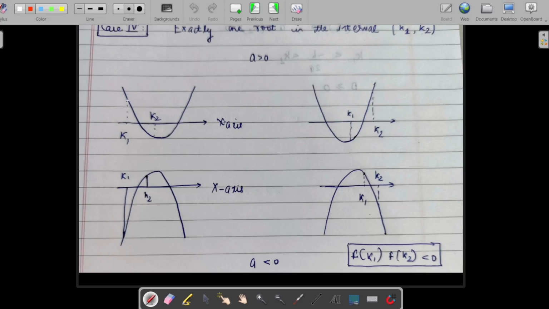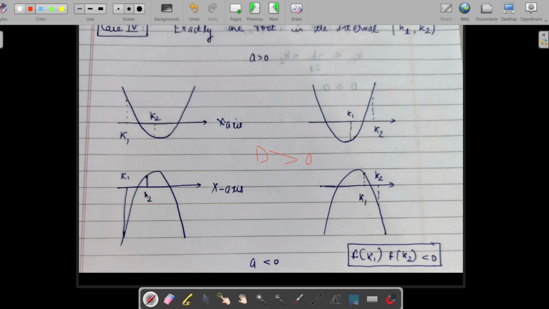These are the only cases that are possible. Now, in any case, if f of k1 is positive, f of k2 is negative. If f of k1 is negative, f of k2 has to be positive. Similarly here, so f of k1 into f of k2 has to be less than 0, because they are always of opposite signs in any case. And similar to how we said, D has to be always greater than 0 in this case.